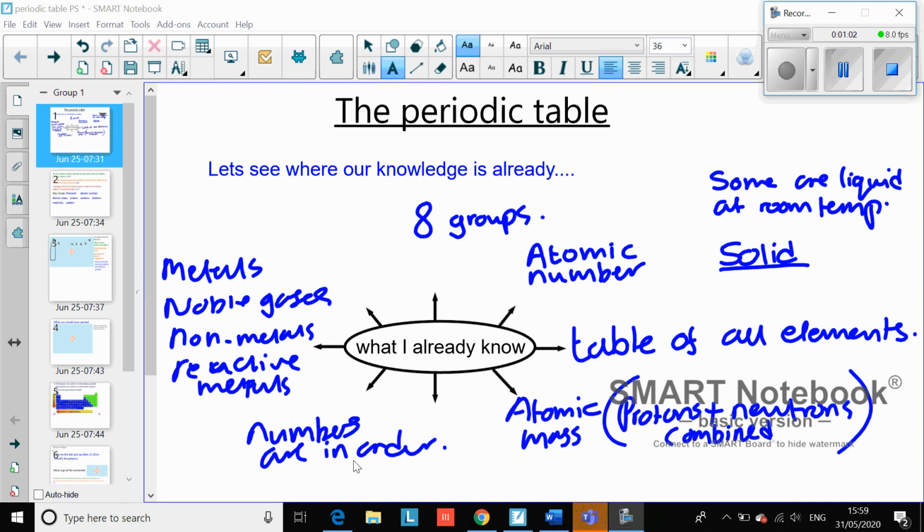The numbers go up in order. There is atomic mass, which is protons and neutrons combined, which again we know about. It's a table of all the known elements. So all matter that we know about is, in some way, on the periodic table. It's arranged by atomic number. There are 8 groups. Most of the things in the periodic table are actually solid. Some are liquid at room temperature. Okay, now these are some of the things hopefully you should already know, or what the other group knew.